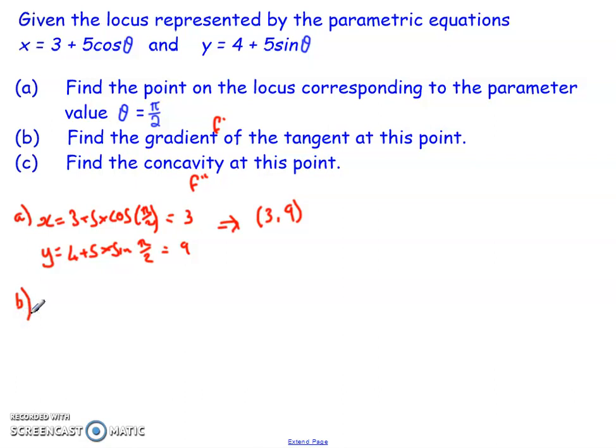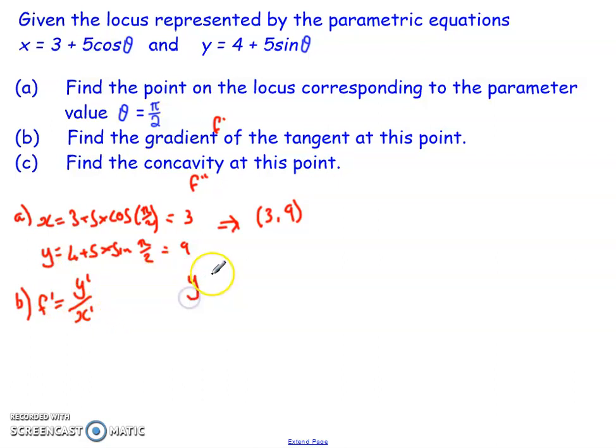Part B, I want to find the gradient of the tangent at this point. Now remember, gradient means first derivative. So in this case, I know that my first derivative, f dashed, can be given by y dashed over x dashed. So what I need to do is calculate the first order derivative of my x and my y, substitute in the value theta equals pi over 2, and then put all that together in this formula.